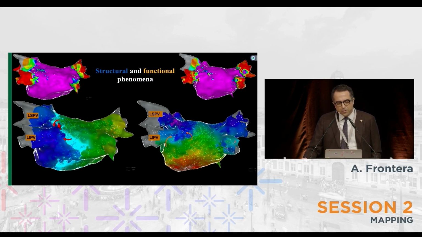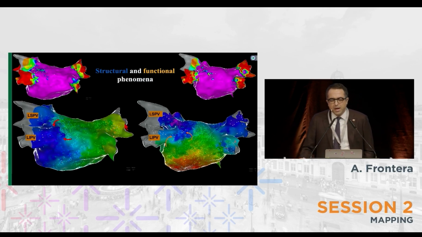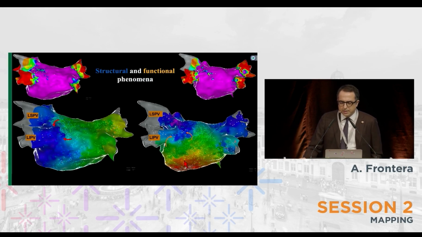You see here the wavefront arrives at this point. There's a heavy slow conduction, two pivot site extremities, and also the bipolar voltage shows there is a disease here. But look what happens during pacing. So we are pacing from the coronary sinus.